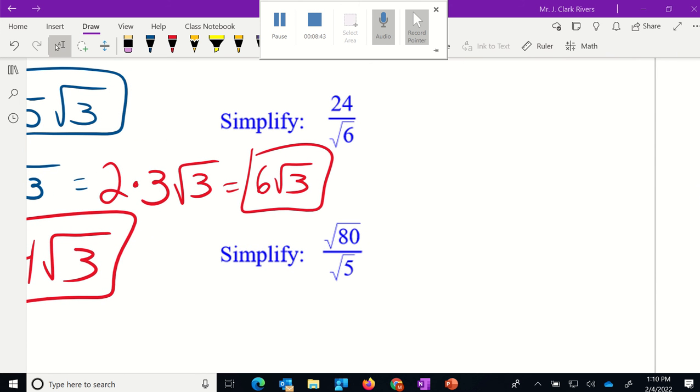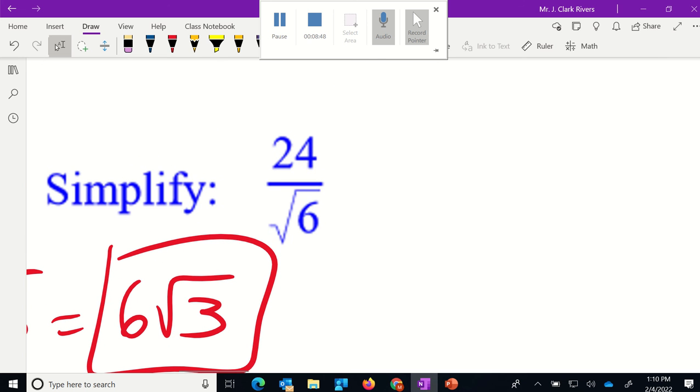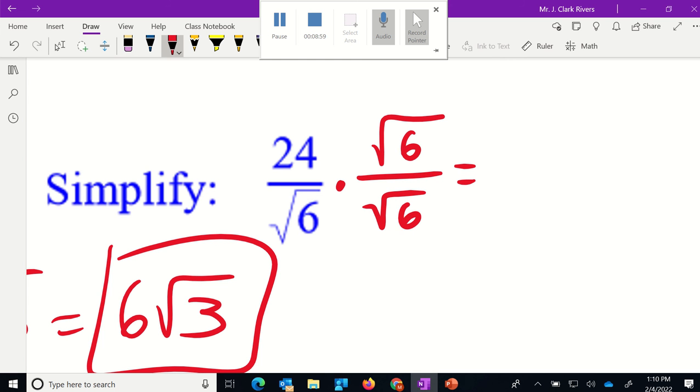All right, the first one. Pierce, what do I have to do to rationalize my denominator? You have to multiply both the numerator and denominator by root 6. There you go. So square root of 6 in the denominator, square root of 6 in the numerator. When we do that, what do we get in the denominator, Pierce? 6. And the numerator is just 24 root 6.